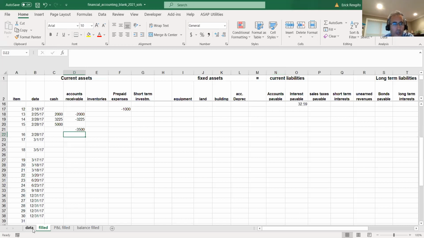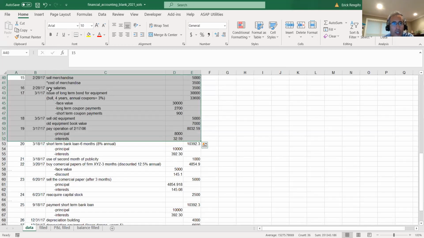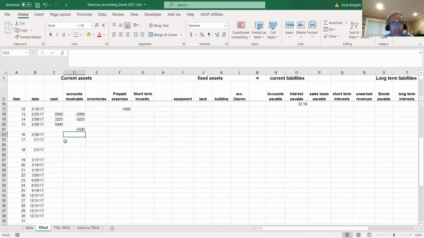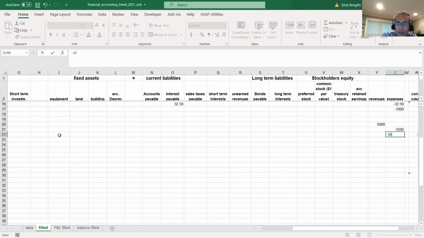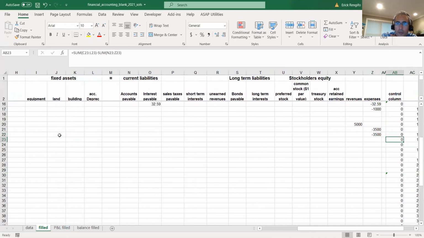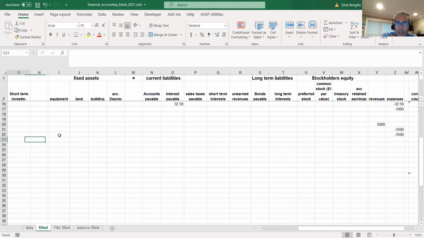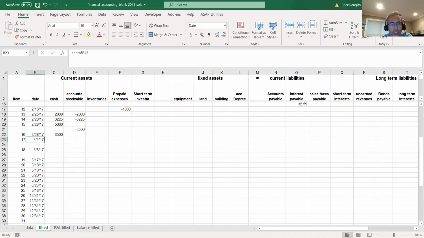Now let's do 16. What is 16? Pay salaries, again, 3,500. Pay salaries in this case is a cash transaction, I pay. And this goes directly to my expenses. Now we go to 17.